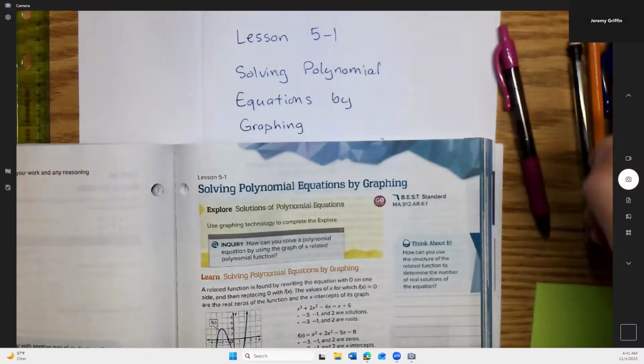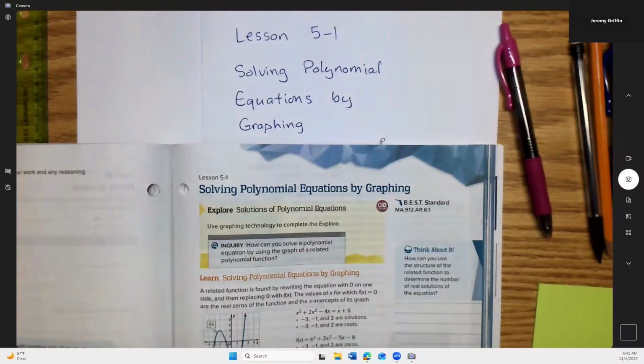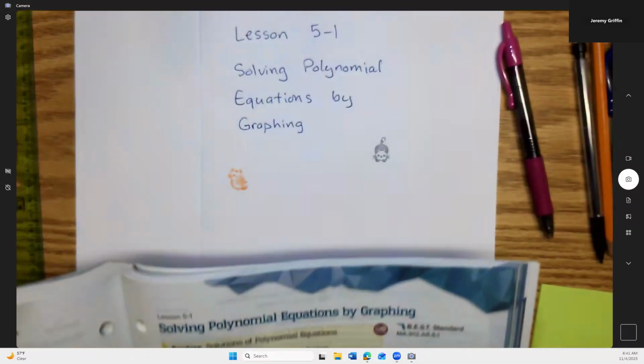Lesson 5-1, solving polynomial equations by graphing. By graphing, that means I'm going to pull out Desmos. We're going to be using Desmos a lot today.